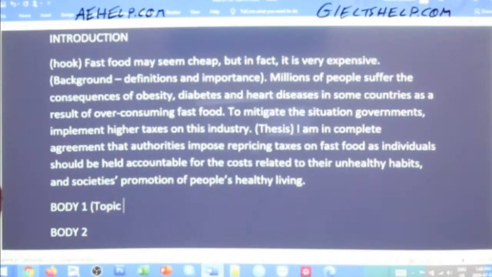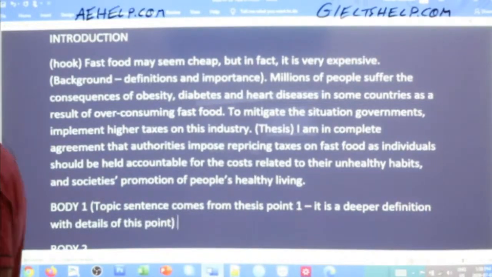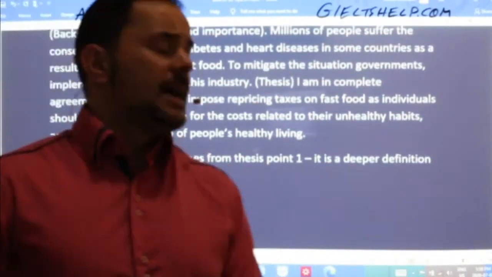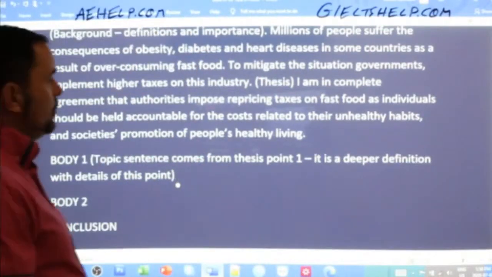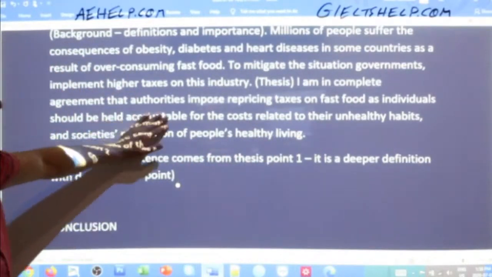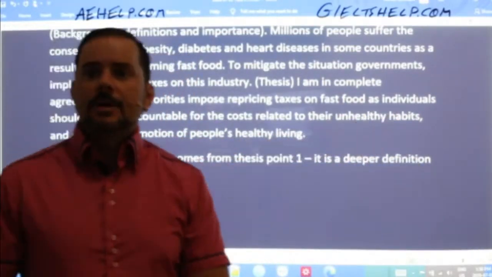So again, topic sentence starts the body paragraph. Topic sentence comes from thesis point 1. It is a deeper definition with details of this point. Okay, so go ahead, members, and compose a sentence for me that makes it clear for the reader what you mean when you say that people should be accountable for costs related to their unhealthy habits, okay? All right.